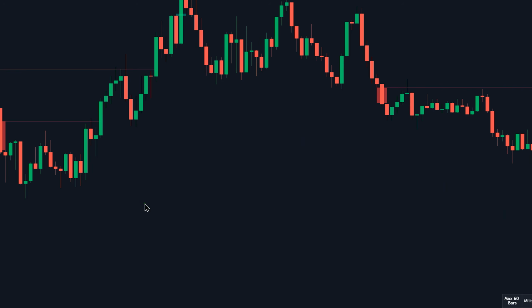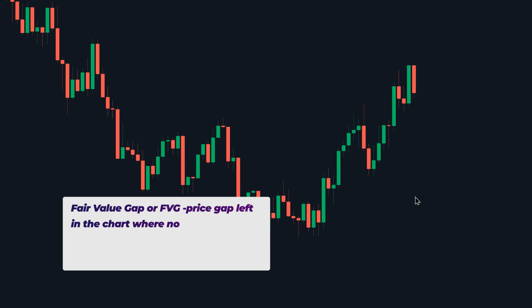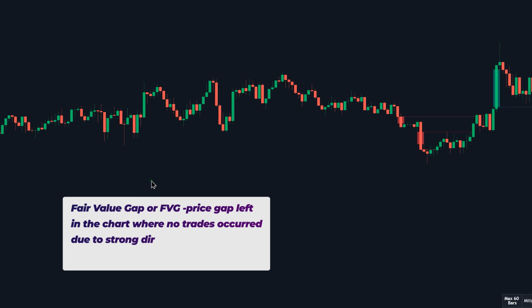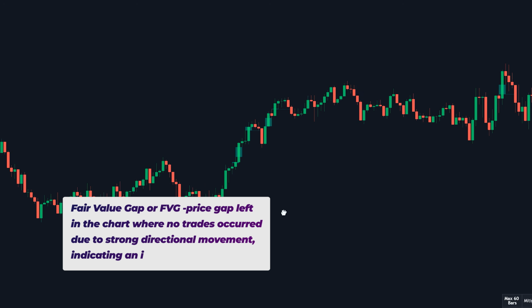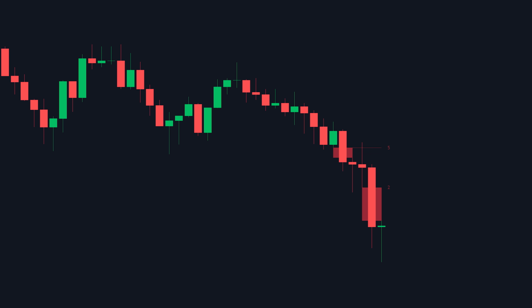First of all, what is a fair value gap or an FVG? Well, an FVG is the price gap left on the chart where no trades occurred due to strong directional movement, indicating an imbalance in the market. This is a bullish FVG and this is a bearish FVG.